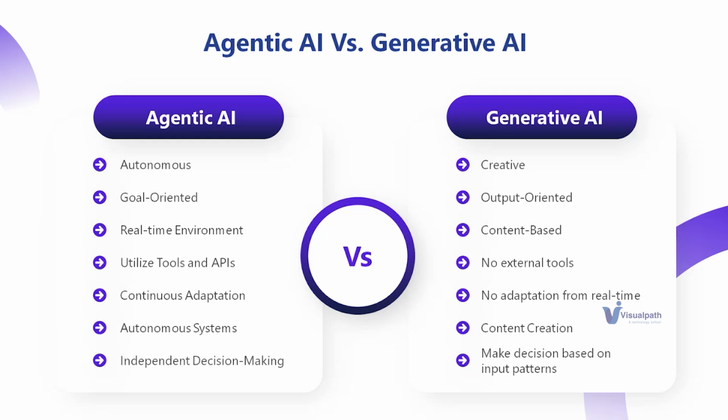That is what we mean when we say autonomous systems, and they all have their independent decision making. As opposed to that, the typical traditional generative AI use cases and retrieval augmented generation use cases are creative, output-oriented, and content-based. They focus mainly on the type of content that you give them. If the quality of the responses is not good, you either correct the prompting technique or revisit the content that you are using as context.